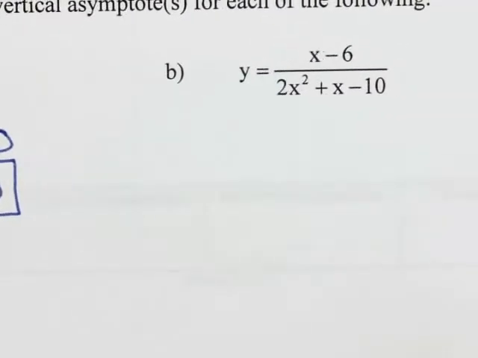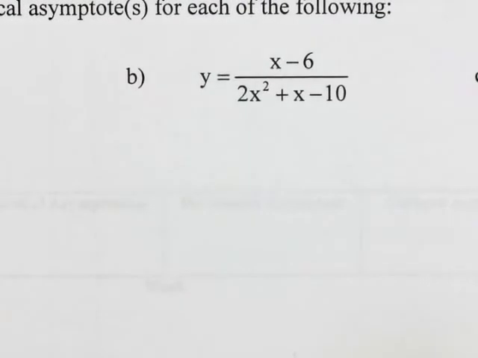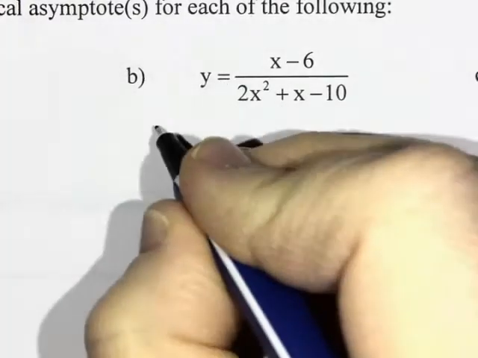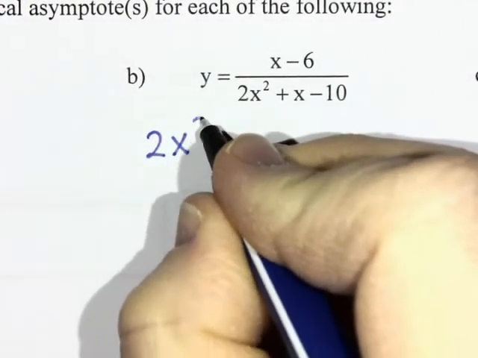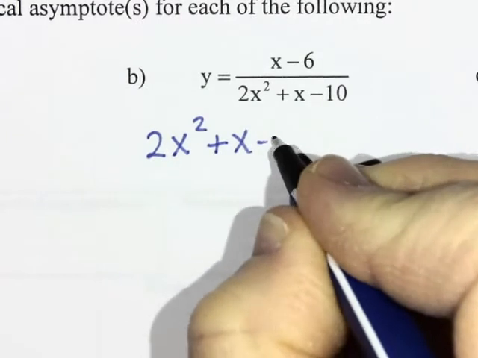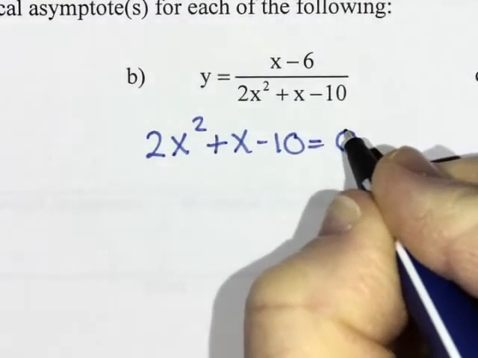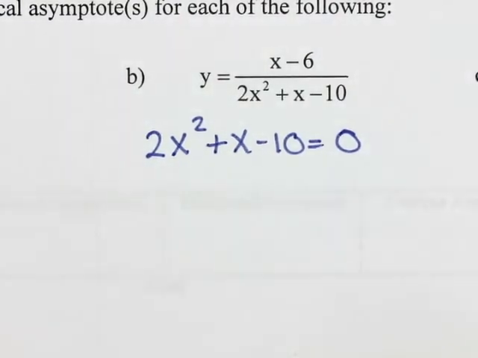For my second one, I have (x minus 6) over (2x squared plus x minus 10). So I want to know what makes 2x squared plus x minus 10 equal 0. Now, if I want to solve this, this is a quadratic. So I have two choices. I could use the quadratic formula, or I could try to factor. I personally like factoring, so I think I'm going to try factoring it. If you want to use the quadratic formula, you're welcome to do that too.